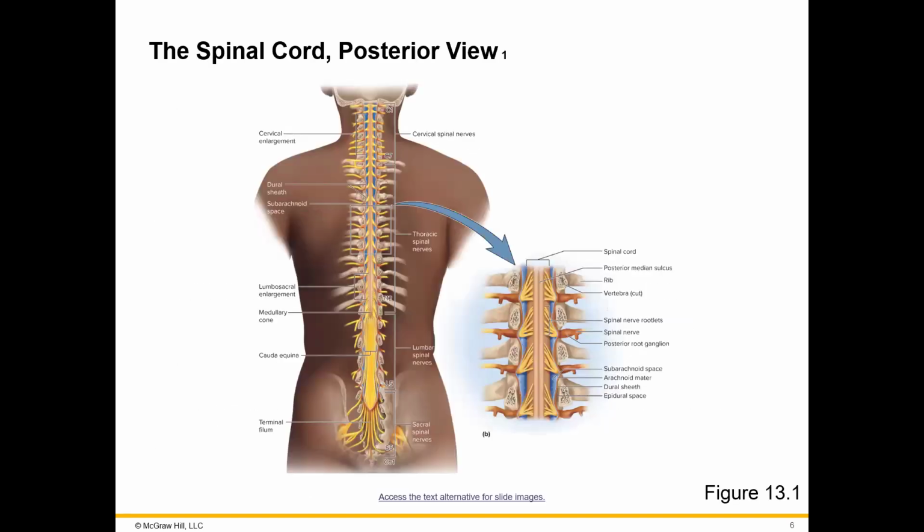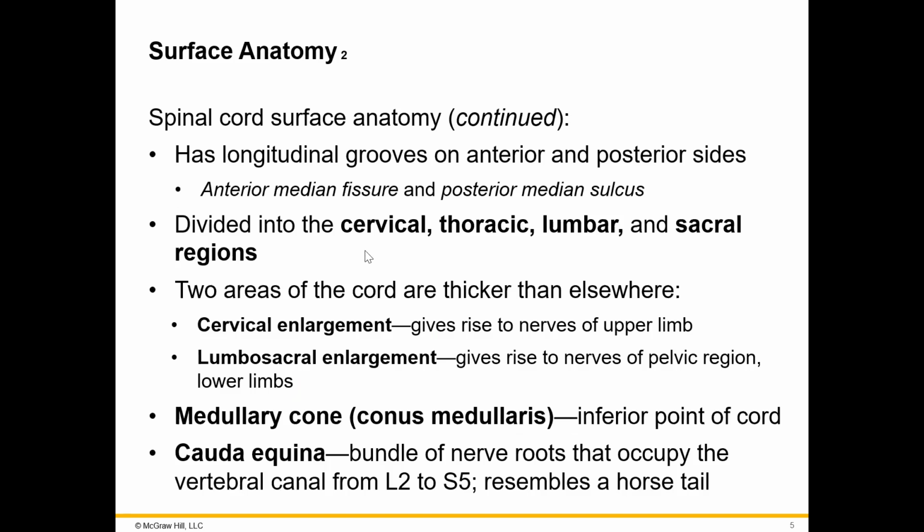The spinal cord is divided into regions. There's a cervical region, that's the top region, right below your skull and the beginning of the vertebral column. Right below it is your thoracic region. And below the thoracic region is the lumbar region, and lastly, the sacral.